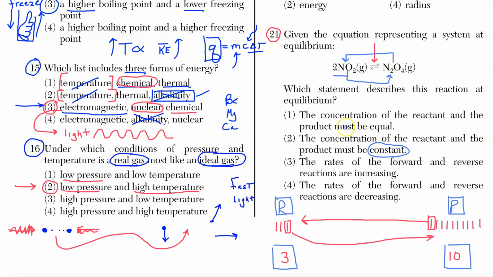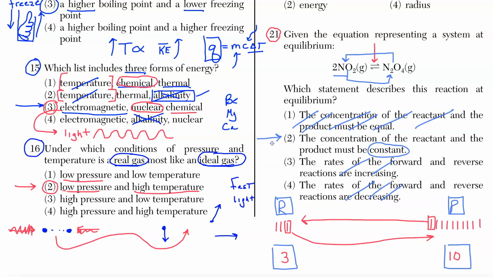You've got to get that. So people love to choose 1. They're never going to be equal. What's equal in terms of quantity would be how fast. So look at this. The rates of the forward are increasing? No, they're at equilibrium. And they're saying decreasing? So they're either going to mention that the amount of reactants and products stay constant, or the speed in the forward equals the speed in the reverse, or the rate of the forward.